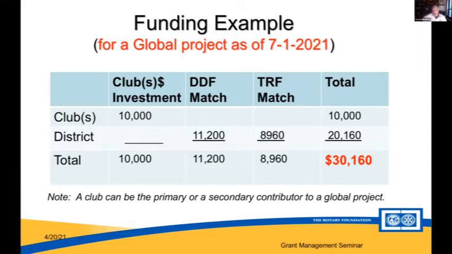for a global grant. You can do different combinations of this. You can do all of it without any DDF, like $30,000 club investment, or you could do $15,000 or say $18,000 in DDF that would be matched by TRF to get you to the $30,000. That's not the best way because the district grant management expects that the club investment will be equal to the amount of DDF that you request, because the club or clubs, this can be multiple clubs, need to show a commitment to the project financially.